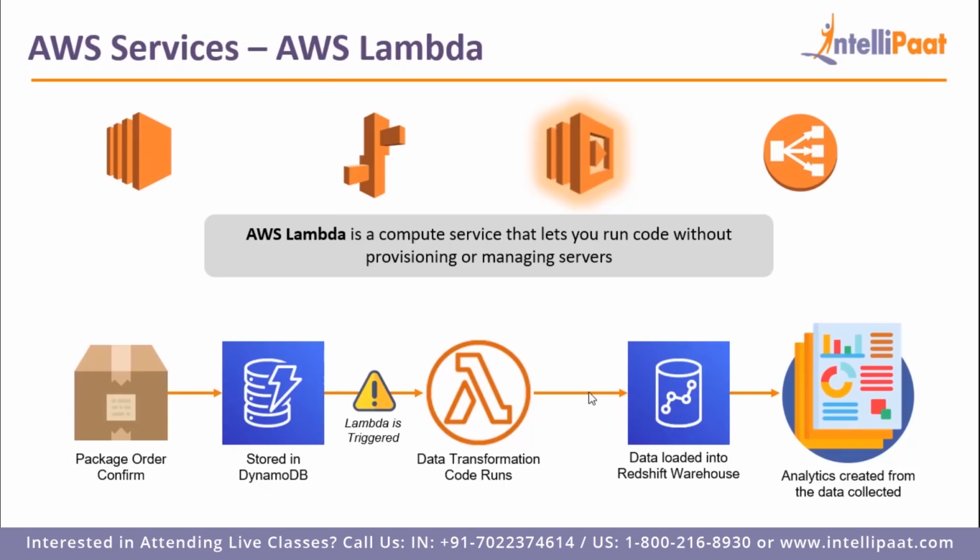AWS Lambda is used for executing a backend code. AWS Elastic Beanstalk is used to deploy a web application. And AWS EC2 is a raw server which you can use to make that server anything, right? It could be a web application, it could be a backend server, it could be a database server, etc.